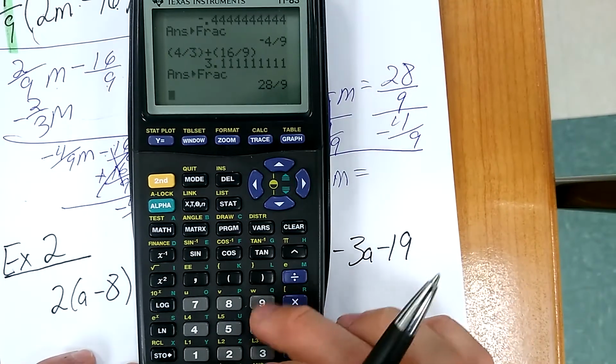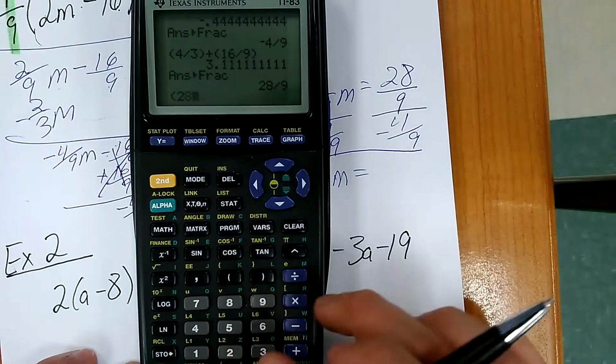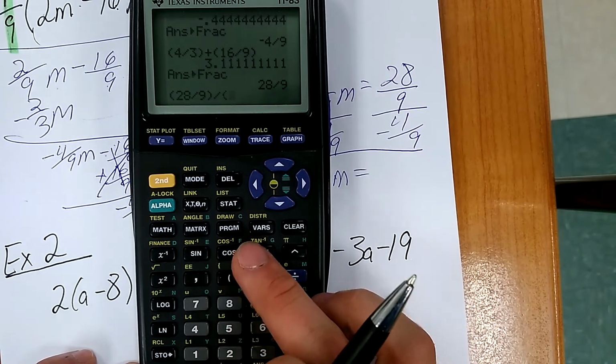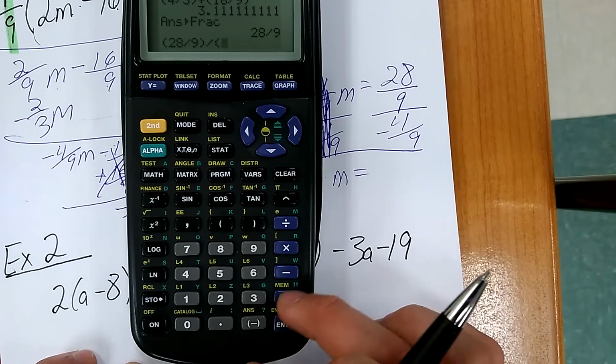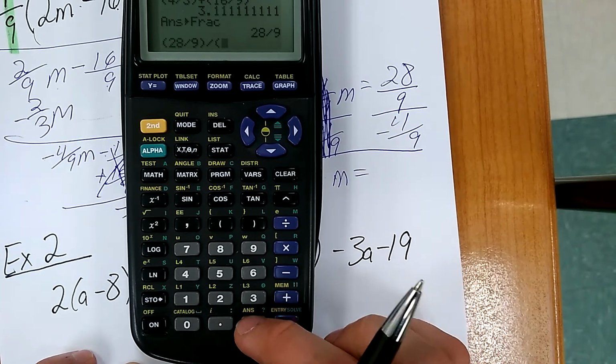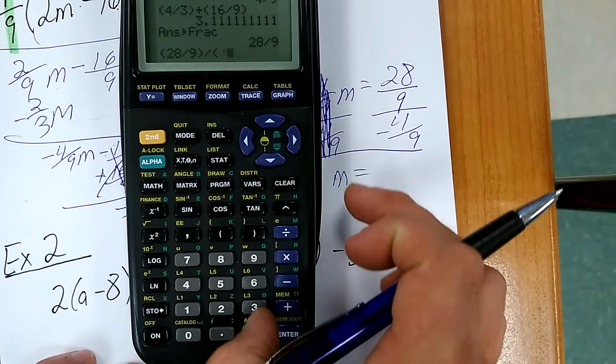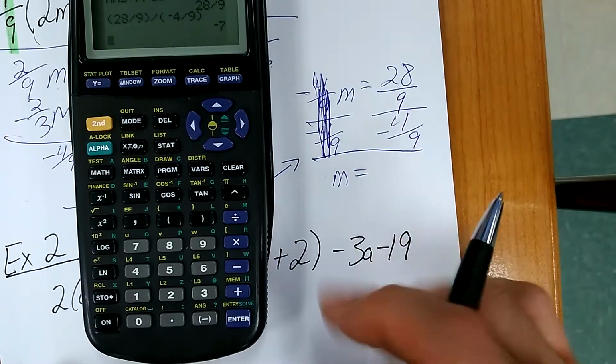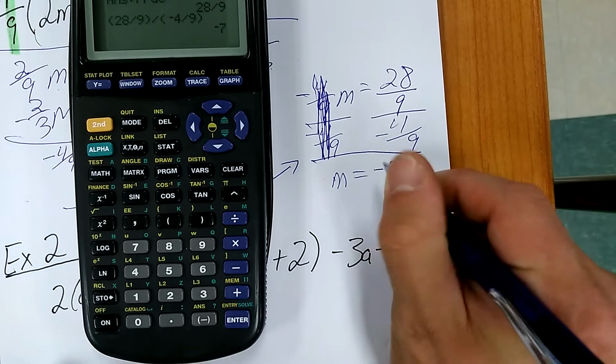You have 28 divided by 9. Make sure you put it in parentheses, 28 divided by 9. Then divided by, open a parenthesis. Now remember, your negative is right here, not the blue minus, but the one with the parentheses around it. -4 divided by 9. And you get -7 as your answer.